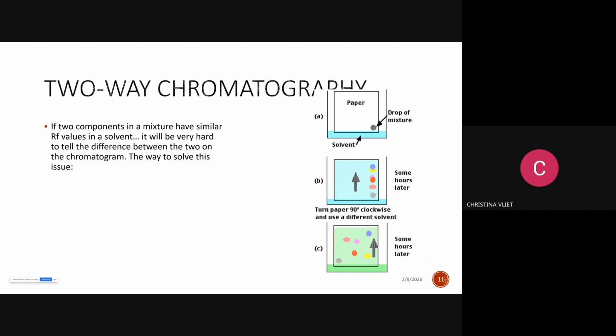I've seen in the past a couple of questions like this that show you a 2-way chromatography. If you have 2 components in your mixture that go up to the same spot with a specific solvent, you would not be able to tell the difference between them. There is a way to solve this issue: add a second solvent once the first paper has dried. You turn your paper 90 degrees and have the spots travel again in the second solvent. It gives you a different separation, and so your spots can separate.